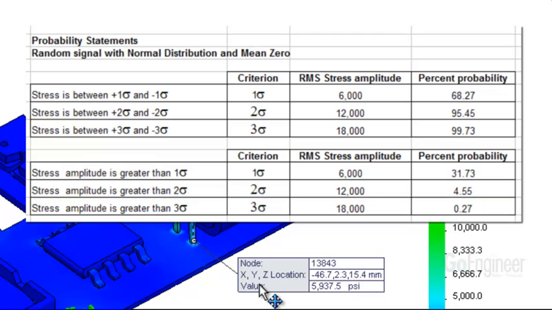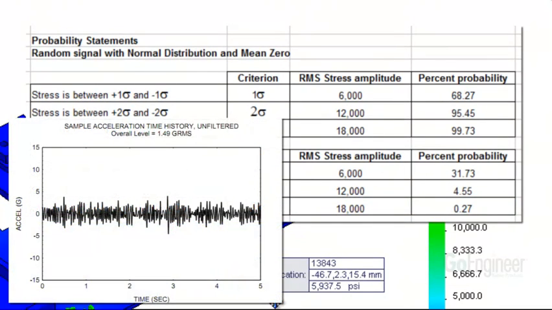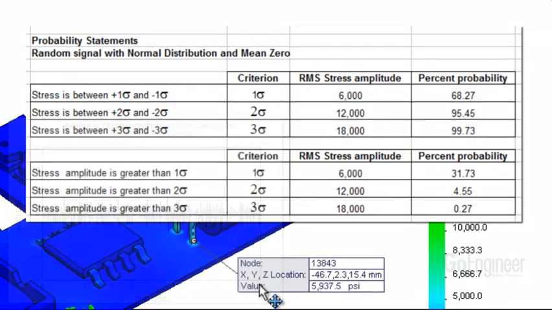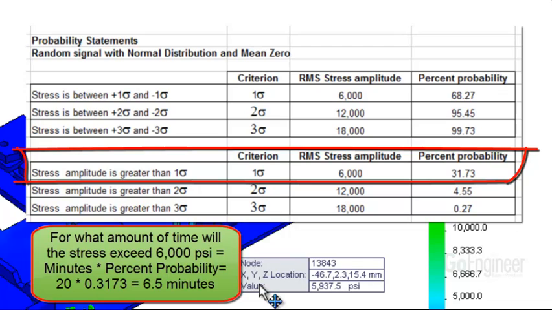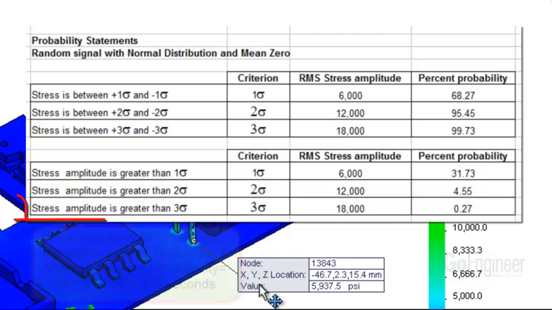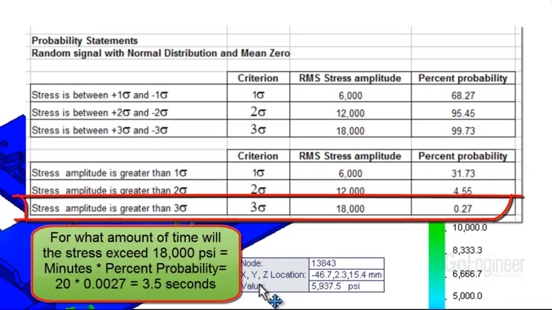You can also perform calculations in terms of time. Suppose the structure feels this random vibration time history for 20 minutes. The 1 sigma RMS stress at this location is 6,000 psi. For what amount of time will the stress amplitude exceed 6,000 psi? The calculation is 20 minutes times 0.32, or about 6.5 minutes. You can also ask, for what amount of time will the stress amplitude exceed 18,000 psi for the 3 sigma condition? The calculation is 20 minutes times 0.0027, which equals about 3.5 seconds.